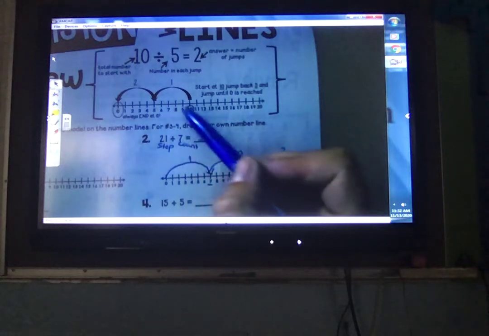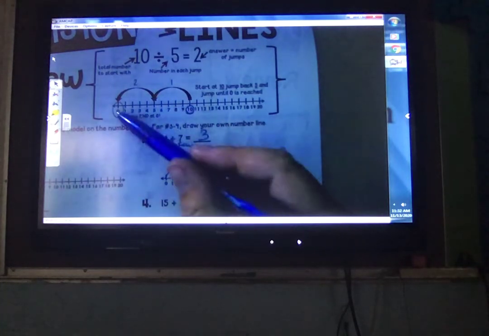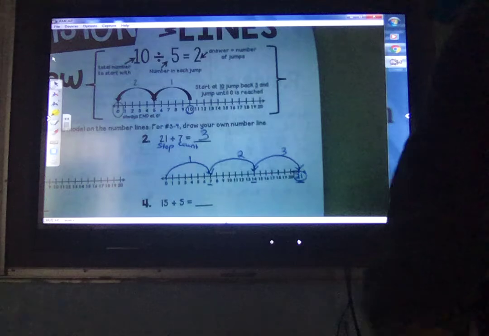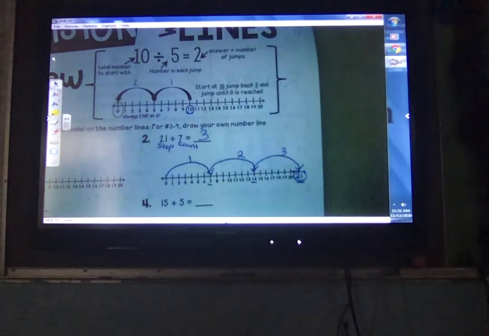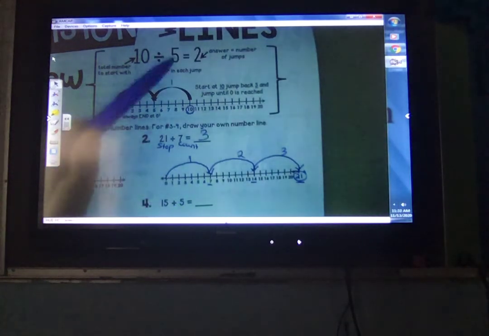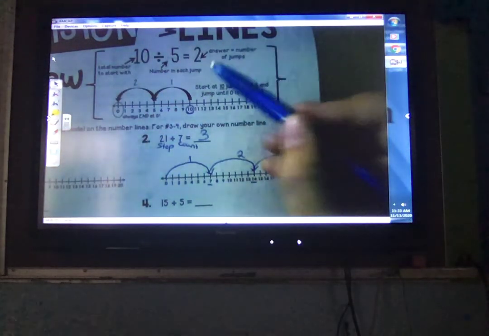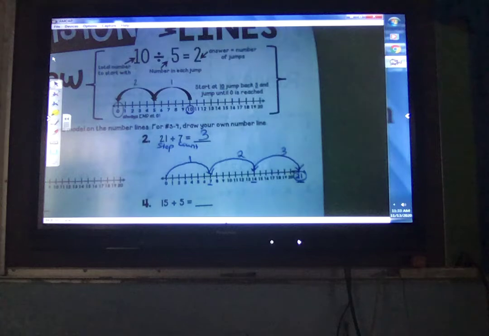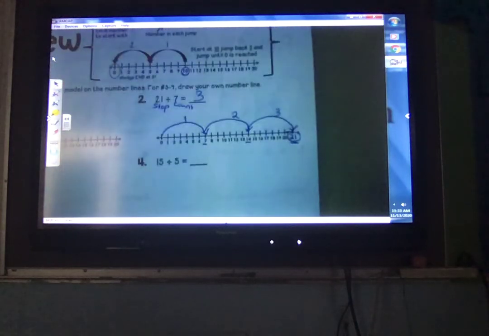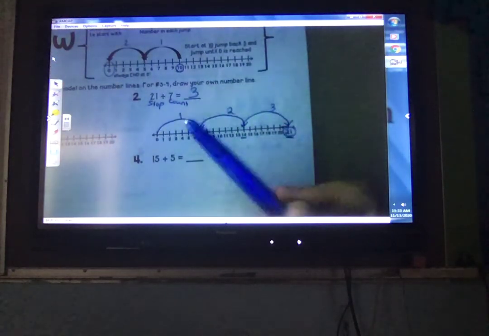Then we counted 5 more and jumped on that. We counted by 5 two times. So you see two jumps. That's how I know 10 divided by 5 gives us 2, because it took us two jumps. This is where I've already worked number 2.